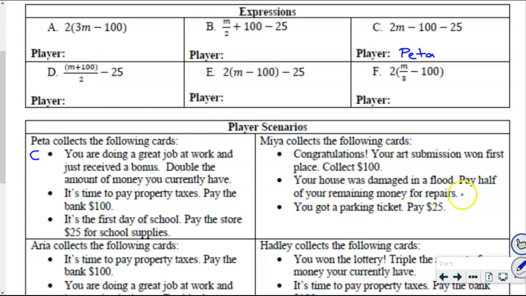What does that mean if we're paying half? What's happening to our amount of money, Danielle? Yeah, it's being divided by 2. So again, is that what this expression is showing? First we add 100, then we divide all of that by 2. And then we got a parking ticket, so pay $25, so we subtract 25. I think it's safe to say that player D, or expression D, matches with player Maya. That's going to be D.